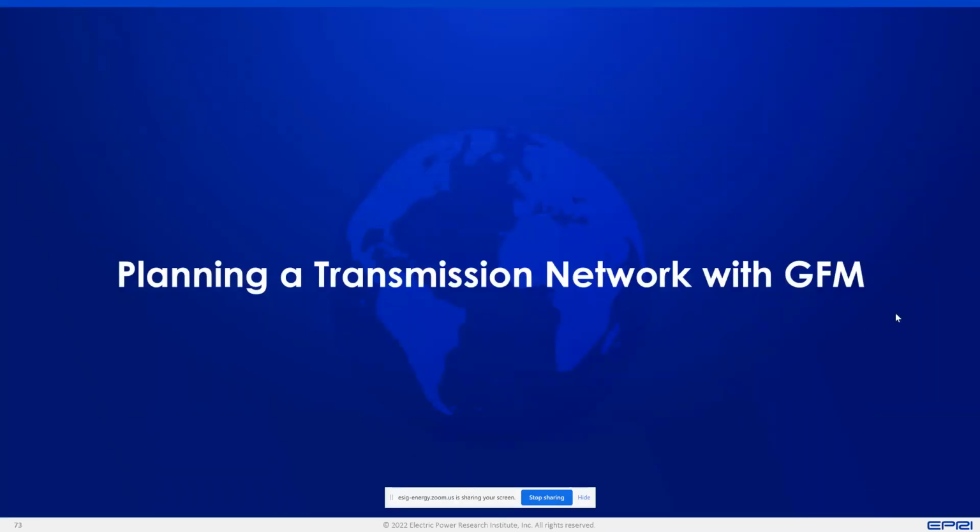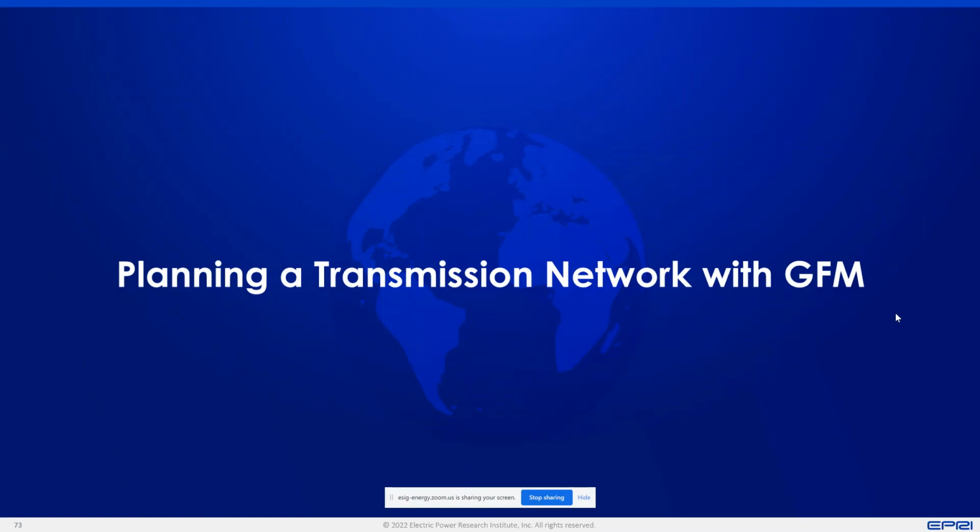And the last section that I have, if you don't mind staying for 5 more minutes, is how do we plan a network with grid forming? And what kind of metrics can we use in order to understand what size of grid forming inverter to place? Is this the right location to place grid forming? Can we have simplistic metrics that could give us an idea, take us 80% of the way?